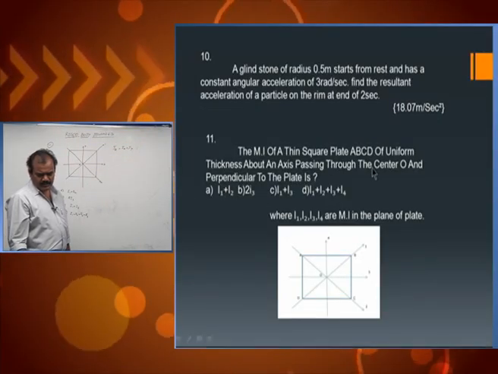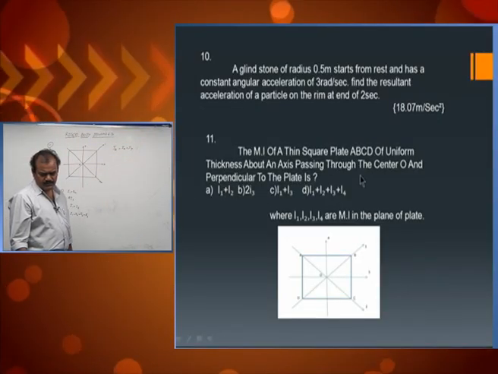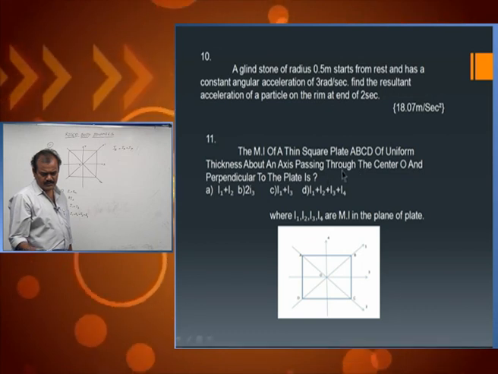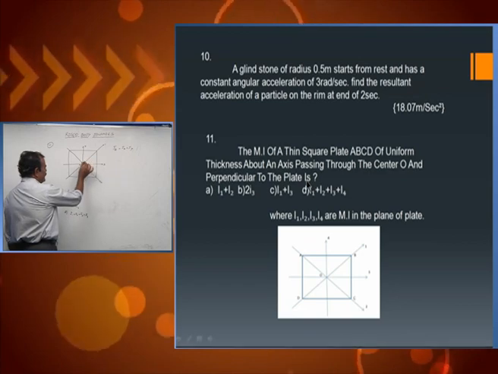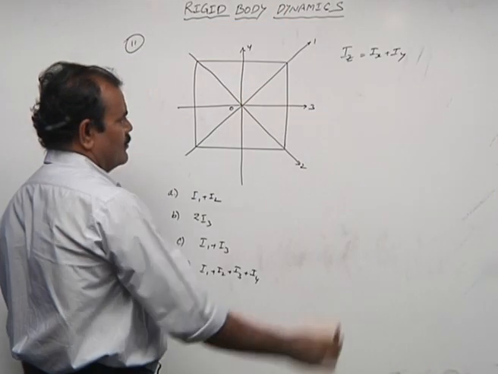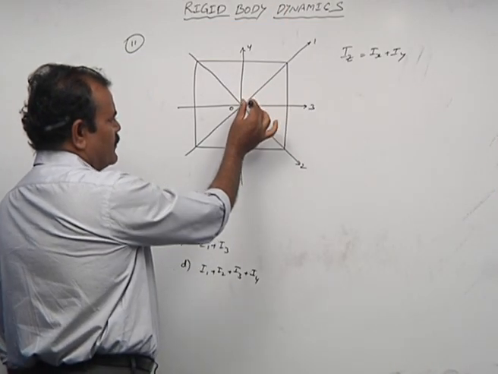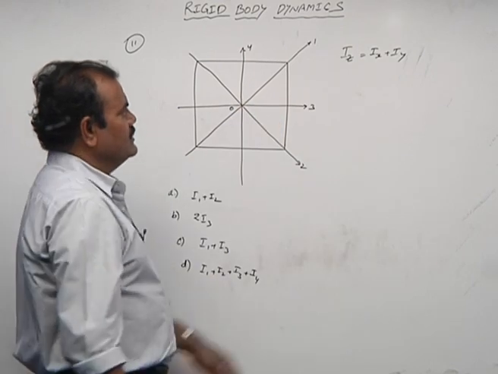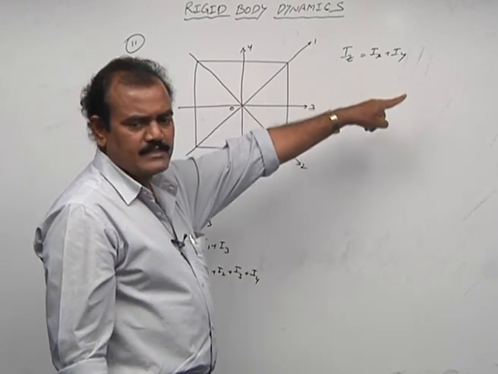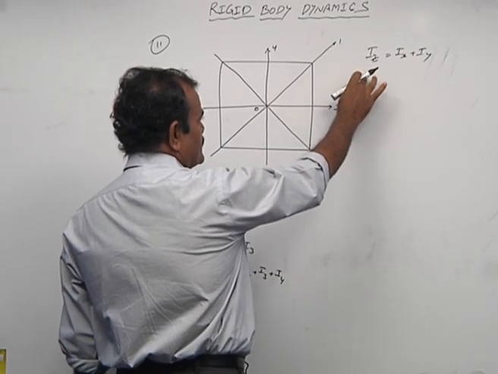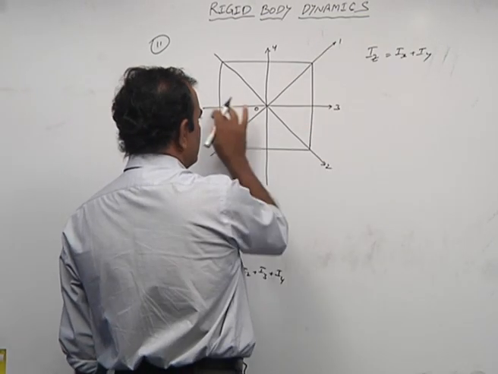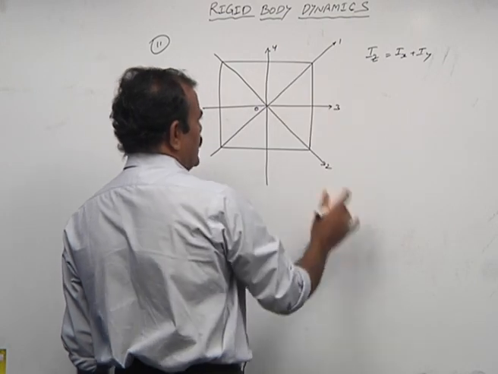The moment of inertia for the thin square plate ABCD of uniform thickness about an axis passing through the center O and perpendicular to the plate. Perpendicular to the plate and passing through the center O means like this, and you are supposed to find the moment of inertia about this axis. In this case, IZ is equal to IX plus IY. We apply this perpendicular axis theorem for the diagonals as well as for axes 3 and 4.